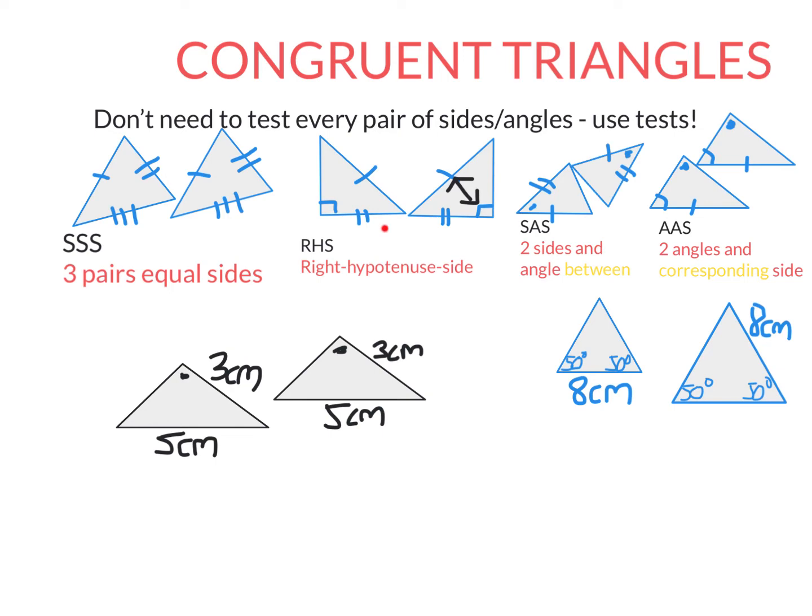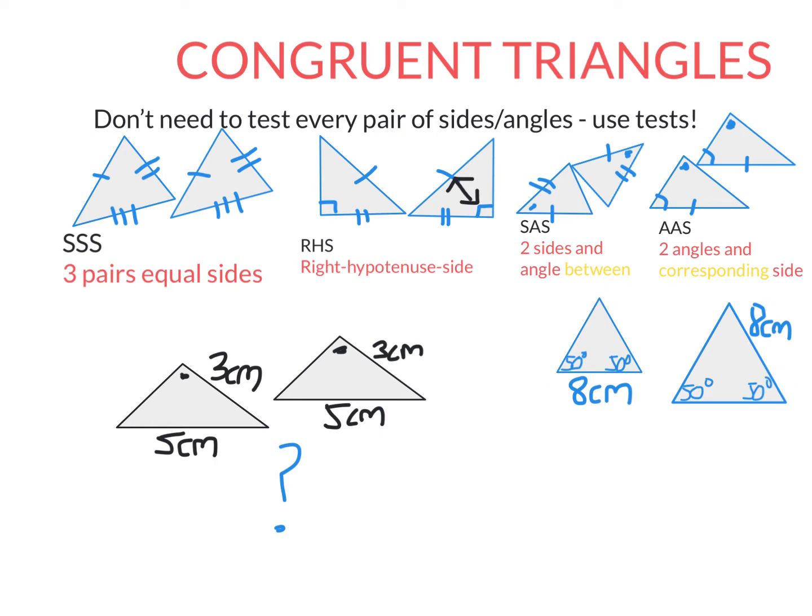In fact, I can't use any of the tests. I don't have 3 pairs of equal sides or a right angle or 2 pairs of angles. So I can't use any of these 4 tests on these two triangles. That means I can't conclude that they are congruent. On the other hand, I can't say for sure that they're not congruent, because if they're not congruent, I would need to have a pair of sides that are not equal or a pair of angles that are not equal, which I don't have. So here there's insufficient information to determine whether or not these triangles are congruent.